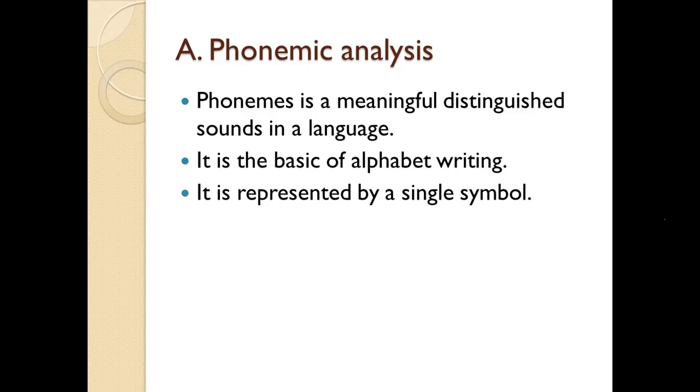So we call it phonemics. A phoneme is represented by a single symbol: a, b, b, b, k, k, k, c, which is also k, d, as in dog, right? And e, as in egg, energetic, elephant, elbow. So each one is represented by a single symbol. So we call it phonemes.